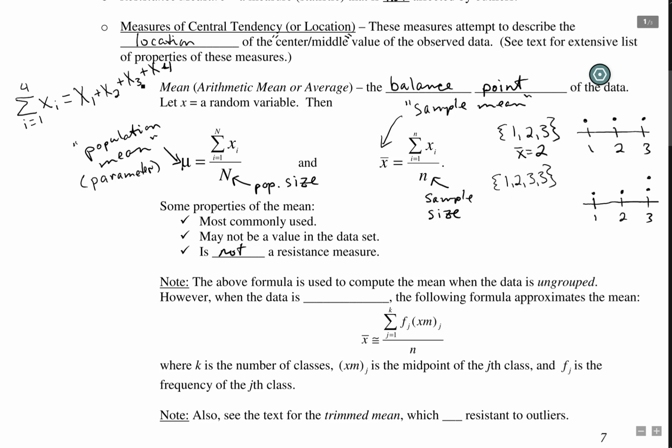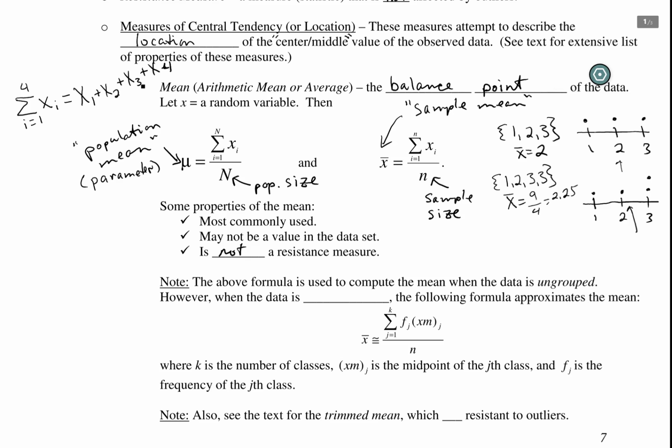And that's actually reflected if you go through and do the computation of x bar. It's 1 plus 2, which is 3, plus 3 plus 3 is 9. So 9 over 4 turns out to be 2.25. So you would balance it over here instead of right in the middle. All right. So the mean can be thought of as this balance point idea.